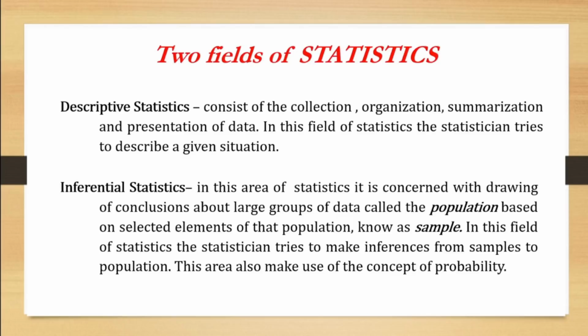And the second field of statistics is what we call inferential statistics. In this area of statistics, it is concerned with drawing of conclusions about large group of data called population, based on the selected elements of that population known as sample. In this field of statistics, the statistician tries to make inferences from samples to population. This area also makes use of the concept of probability.